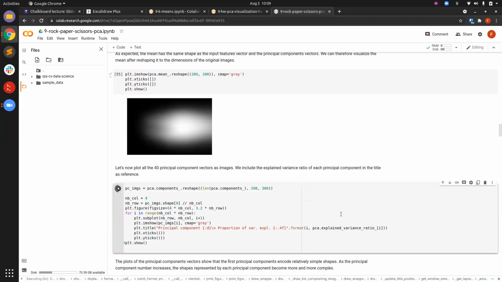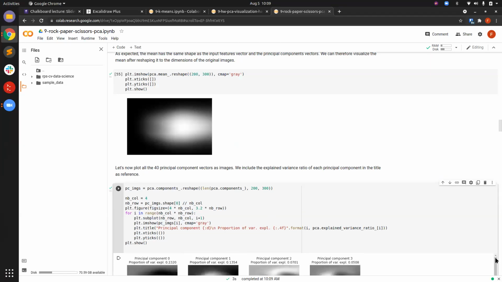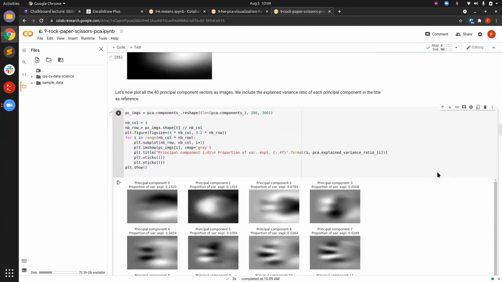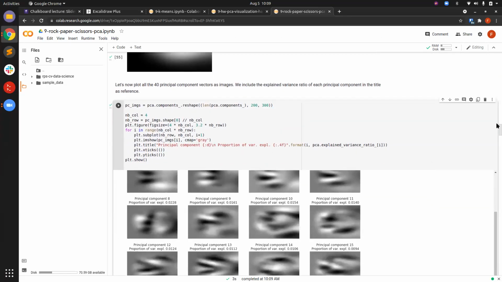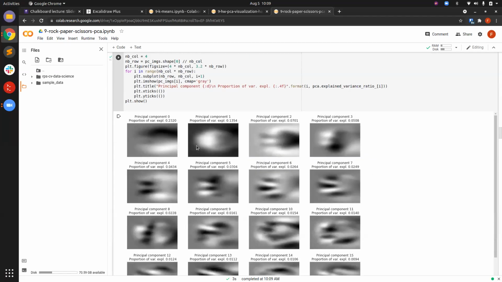And here are the 40 principal components. Now we expect that the first principal components are more fundamental because they're explaining the most variance of the image, and the later principal components are maybe more fine details. And that's what we see here.